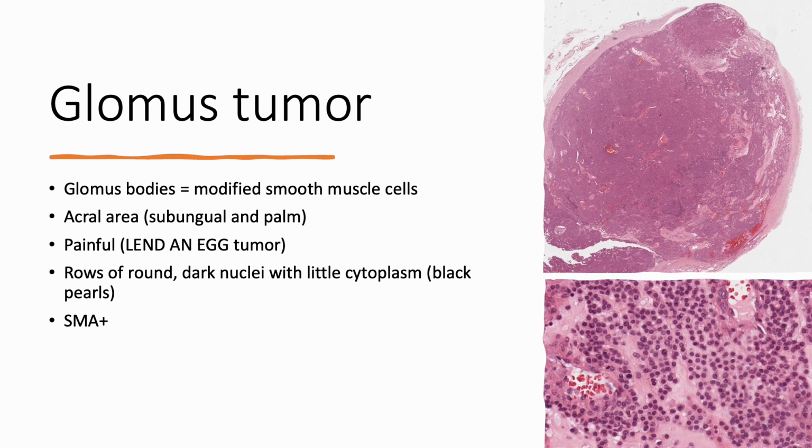And since it is derived from the smooth muscle cells, it is positive for SMA, but they are not mature muscle cells, so they should not be positive for desmin. And that is the glomus tumor.